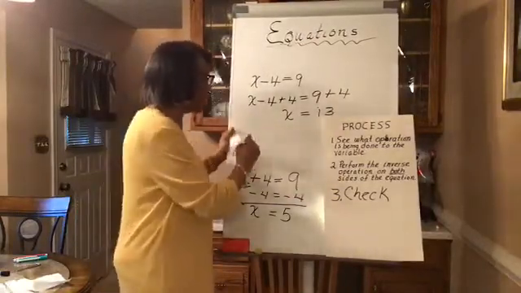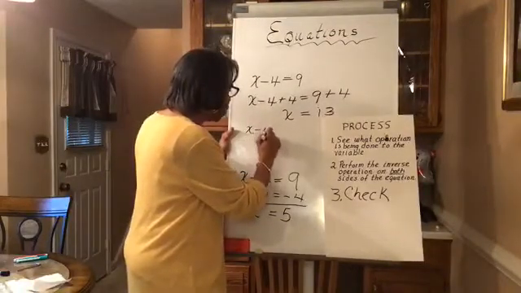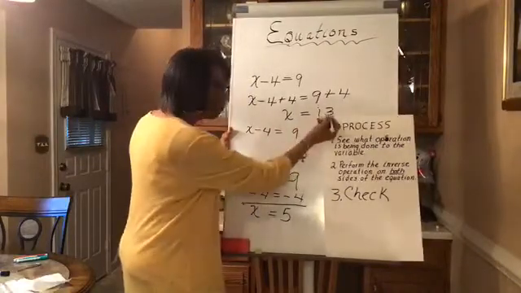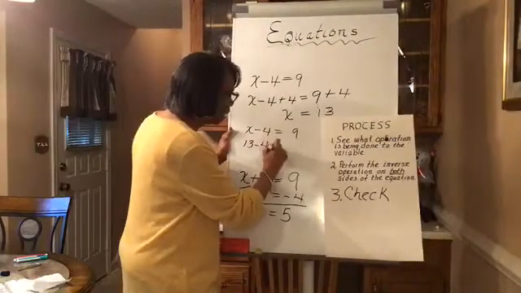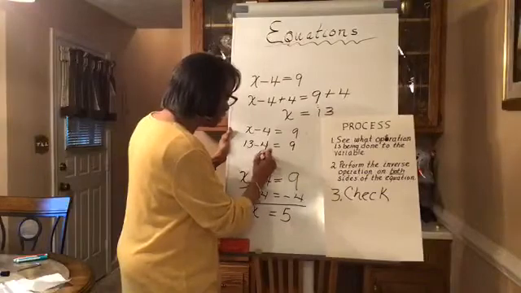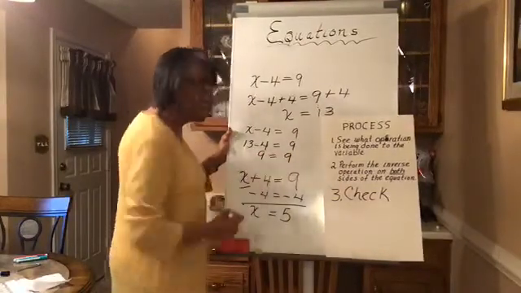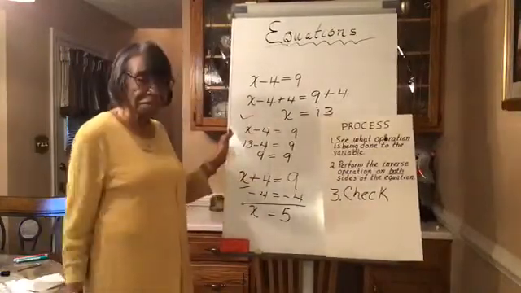Let's check it. x minus 4 equals 9. 13 minus 4 equals 9. 13 minus 4 is 9. So both sides of the equation equal 9. So we have solved it correctly.